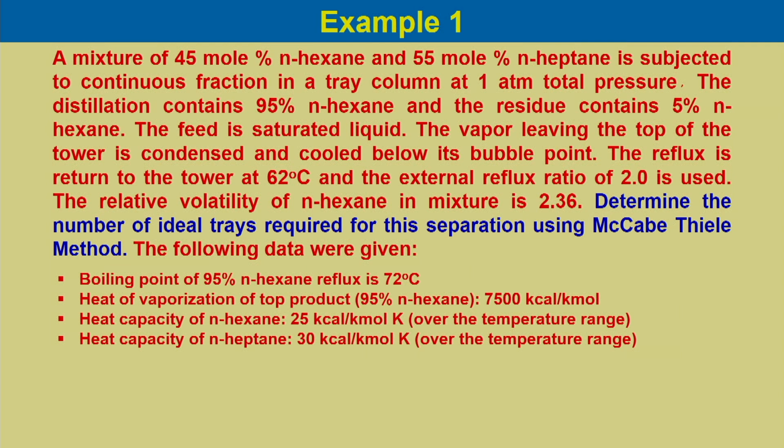Heat of vaporization of top product, that is 95% N-hexane, is 7500 kilocalorie per kilomole. Heat capacity of N-hexane is 25 kilocalorie per kilomole Kelvin over the temperature range, and heat capacity of N-heptane is 30 kilocalorie per kilomole Kelvin, that is over the temperature range.